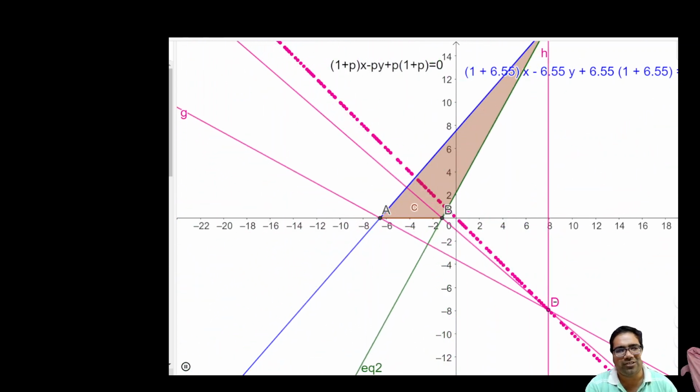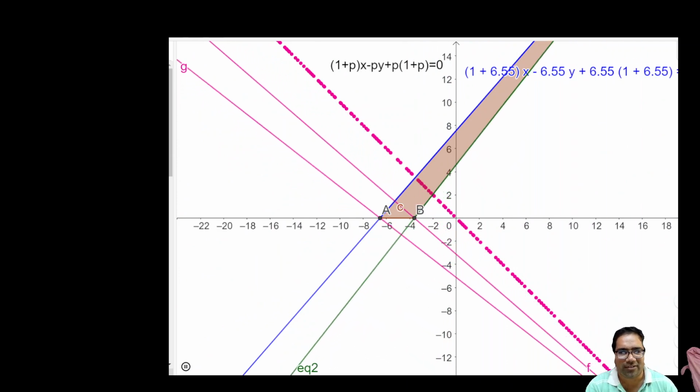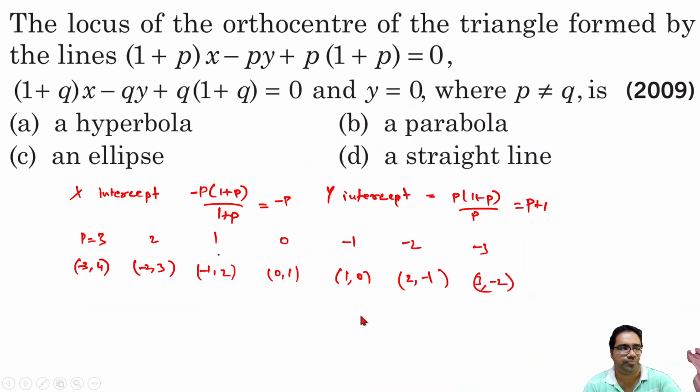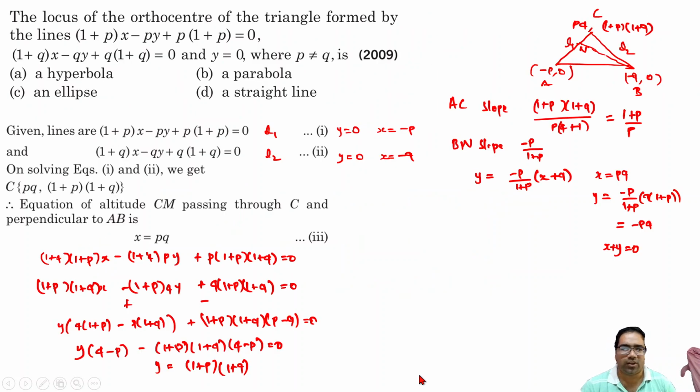Now, how do we prove this algebraically? Let us go back and see how we prove this algebraically, right? Now, to prove this algebraically, let us try to solve both the given equations, right? This equation we have figured out is meeting the x-axis at minus p comma 0, and this line is meeting the x-axis at minus q comma 0, right? That is very clear. A and B are both on the x-axis, and any perpendicular from C to AB will always be parallel to the y-axis. That also we have figured out in the previous diagram.